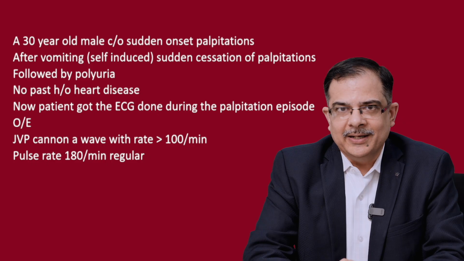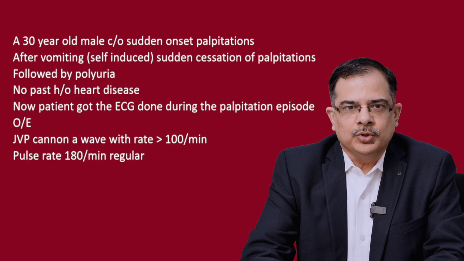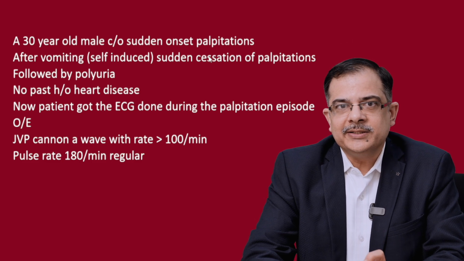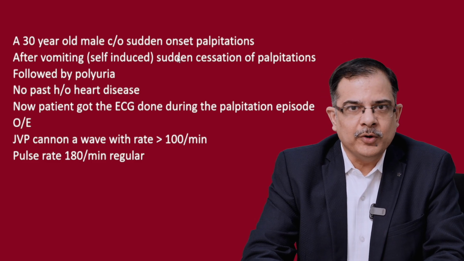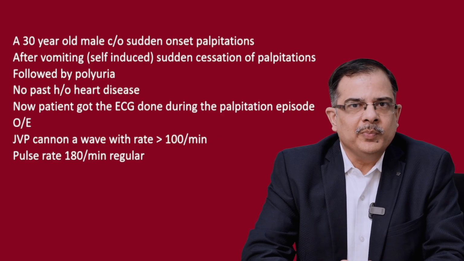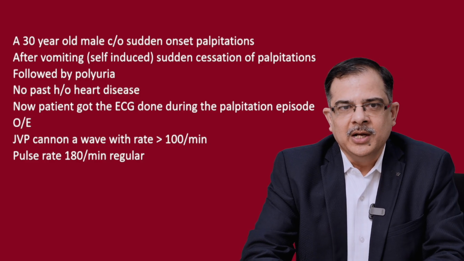Now, the next case, 30-year-old male, sudden onset of palpitation, and after vomiting, which is self-induced, there is a sudden cessation of palpitation followed by polyuria. So sudden onset of palpitation with sudden cessation is highly suggestive of PSVT, paroxysmal supraventricular tachycardia. And after the tachycardia is over, there is some sort of atrial stretching. And due to atrial stretching, atrial natriuretic peptide is released, and that causes polyuria. So typical history will be given by the patient. There is no history of structural heart disease.